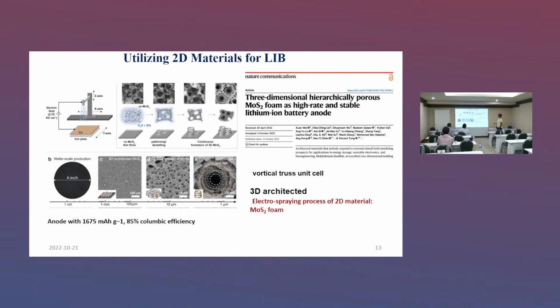Another thing that we just published in Nature Communications is utilizing 2D materials for lithium ion batteries. For this case, we used MoS2 ink, and we electrosprayed that ink on a copper substrate and used it as the lithium ion electrode material. We iterated and optimized our electrospray variables to get this specialized, architectured 3D MoS2 foam. These pores actually helped to mitigate the expansion. If the material is expanding, there are pores that can accommodate that expansion, so the material will not have any cracks.